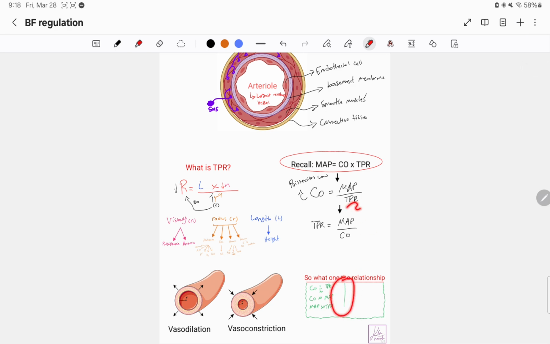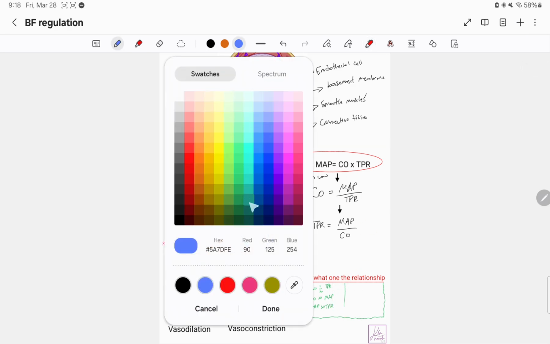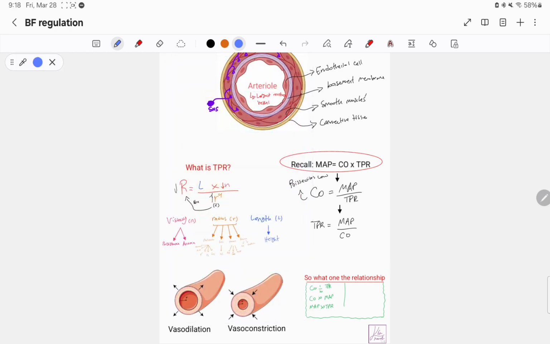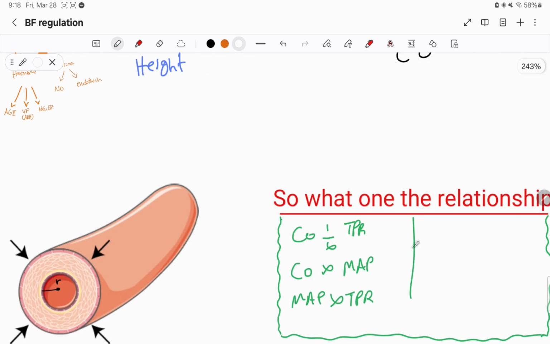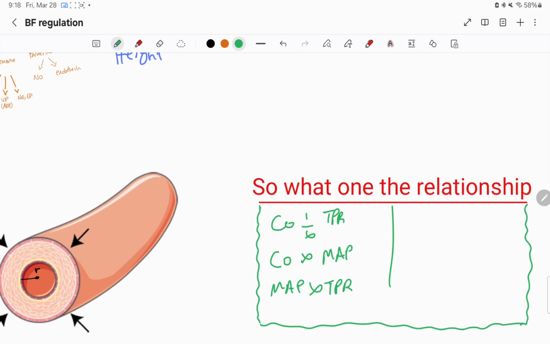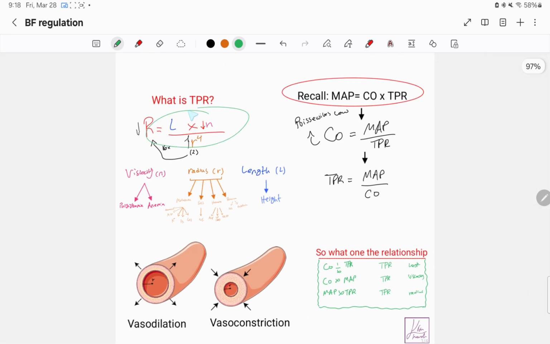Now, remember I said we're going to pause here with the relationship so I can tell you this equation. So now let's actually unpause and take a look at some other relationships. So let's talk about the relationship of total peripheral resistance with those three factors that I just talked about. So the first one being length, second one being viscosity, and the final one being radius. And this should be pretty self-explanatory. You just have to look at the equation.